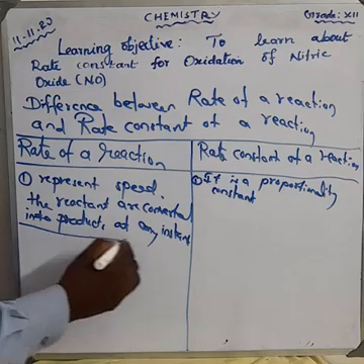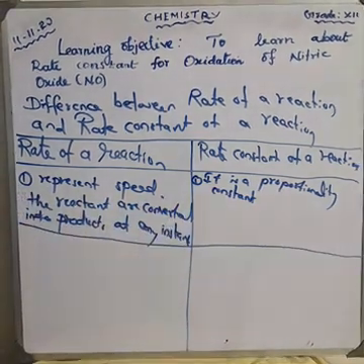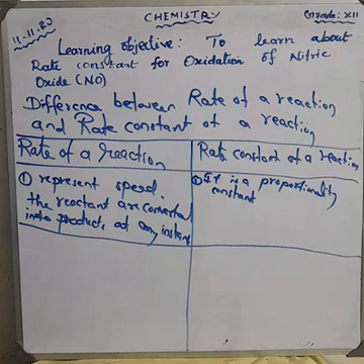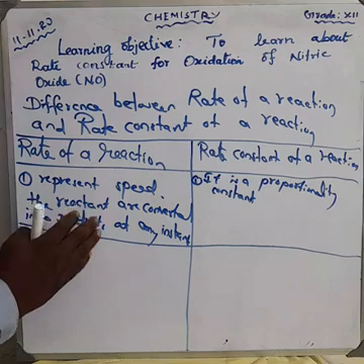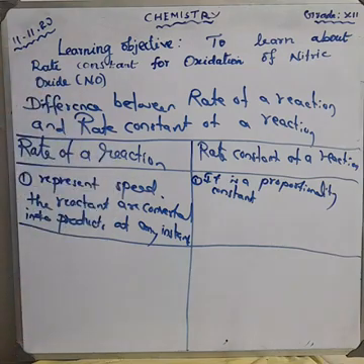Can you learn the first one? It's one of the 3 mark, very important questions. What is the first point? The rate of the reaction represents the speed, the speed at which the reactants are converted into product at any instant. What about the rate constant of the reaction? It represents the proportionality constant.